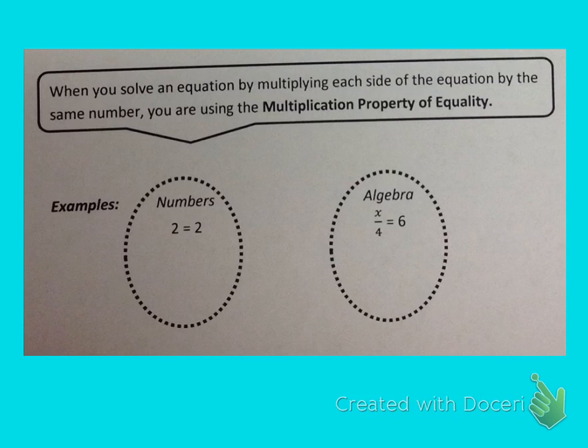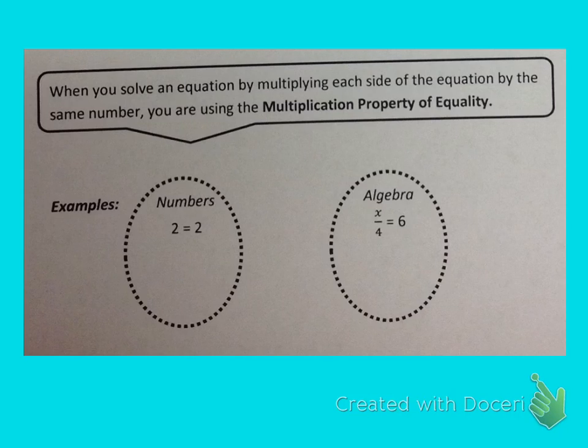When you solve an equation by multiplying each side of the equation by the same number, you are using the multiplication property of equality. And again, this is just a really fancy way of saying if we multiply one side of the equation by a number, then we have to multiply the other side of the equation by the same number to keep it equal.